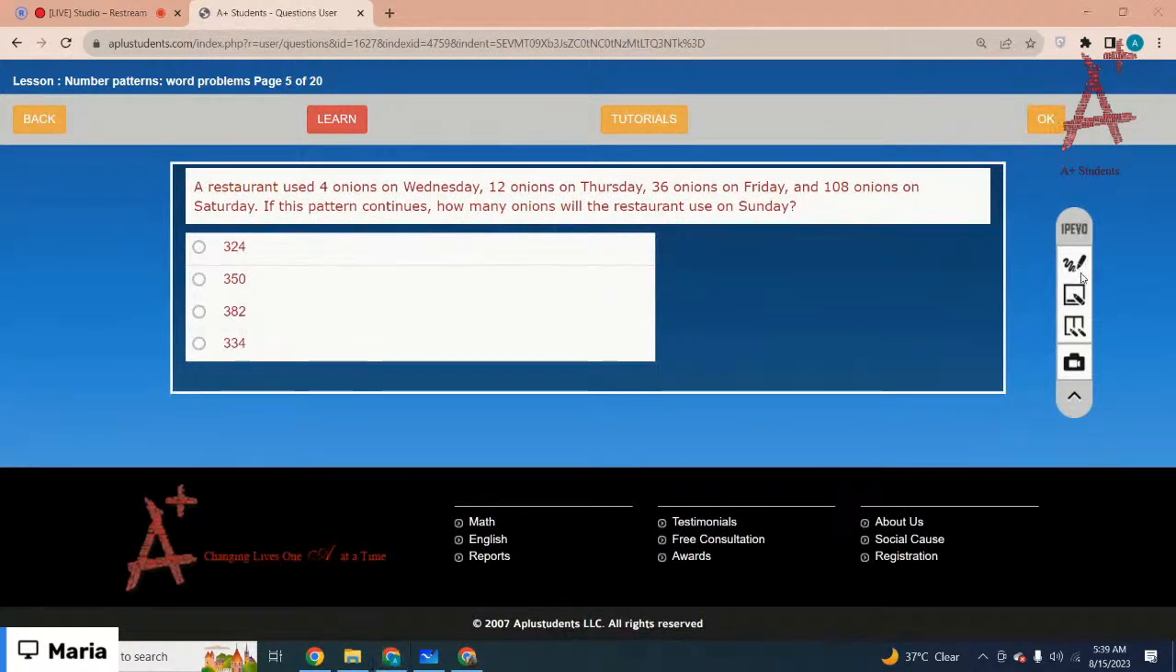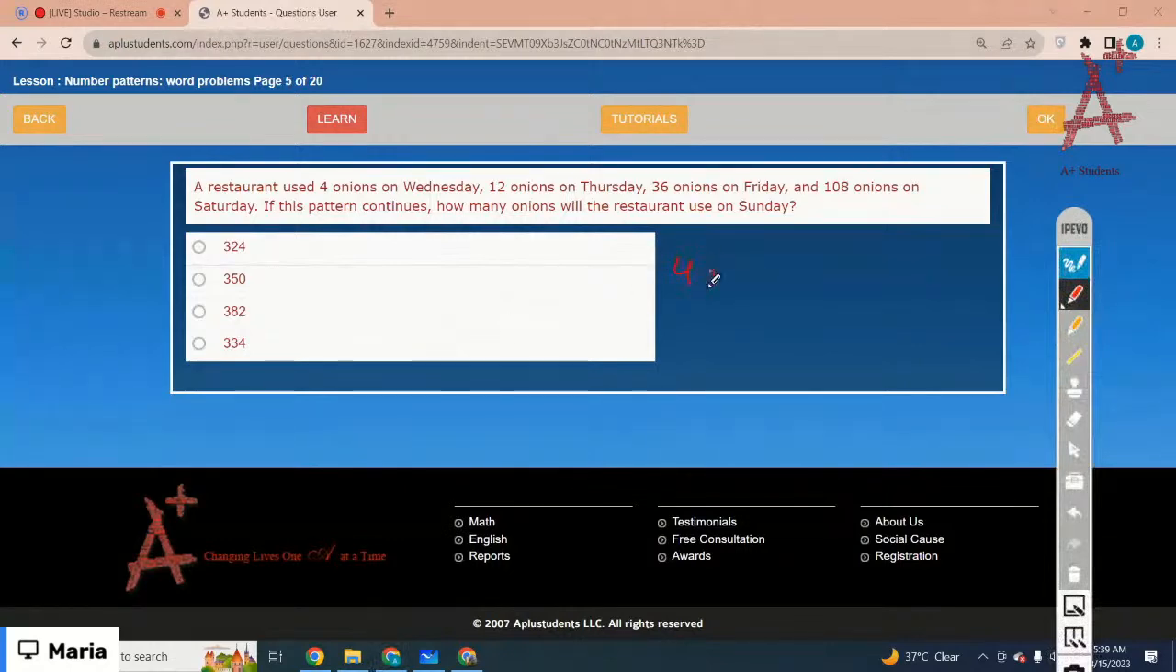A restaurant used 4 onions on Wednesday, 12 onions on Thursday, 36 onions on Friday, and 108 onions on Saturday. If the pattern continues, how many onions will the restaurant use on Sunday?